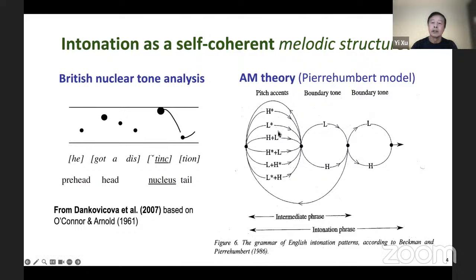What it shows is that in this system, these are the fixed or closed options of nuclear accents. After that, you can have optional phrase tone. In the early times it was also called boundary tone, but now it's more known as phrase tone. And at the end of an intonational phrase, you can also have a boundary tone. So all these systems try to describe an intonation pattern as a coherent whole.